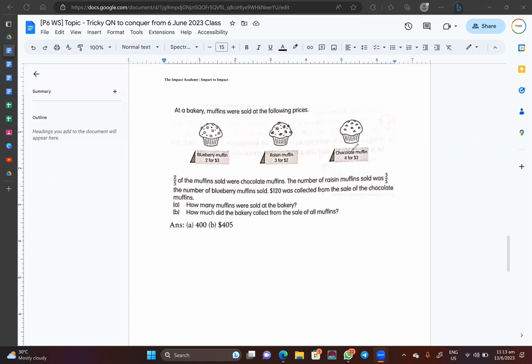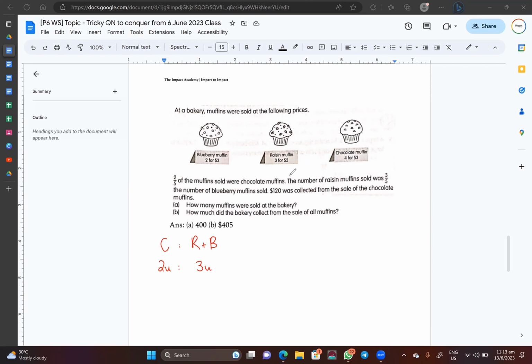Or groups like that. So when I see something like that, I still don't know what the concept is. 2/5 of the muffins sold were chocolate muffins. So if I know that 2/5 is chocolate, I will write down 2 units is equal to chocolate, correct or not? And then what is my hidden information? That will be raisin plus blueberry, and that gives me 3 units. So that is the first thing that I would want to do.